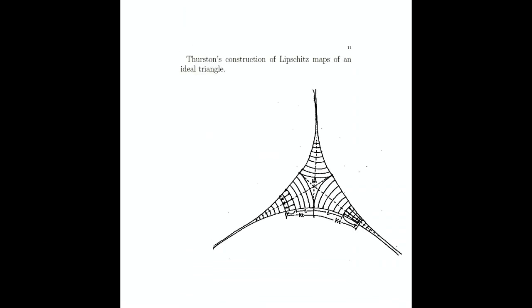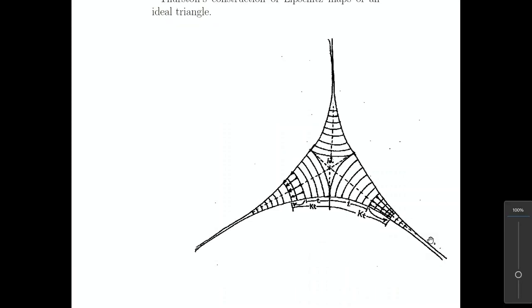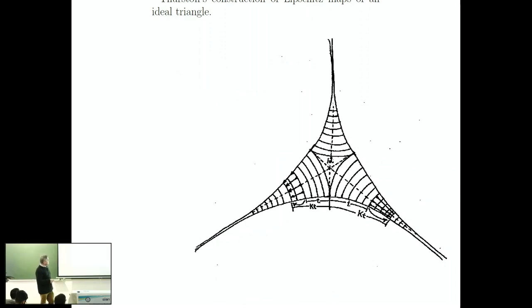And now the construction. I said that one of the themes here is the construction of best Lipschitz maps. So Thurston's theory starts with the construction of Lipschitz maps from an ideal triangle to an ideal triangle. This picture is taken from Thurston's paper. So this is an ideal triangle, a triangle with three zero angles. The lengths of the sides are infinite.